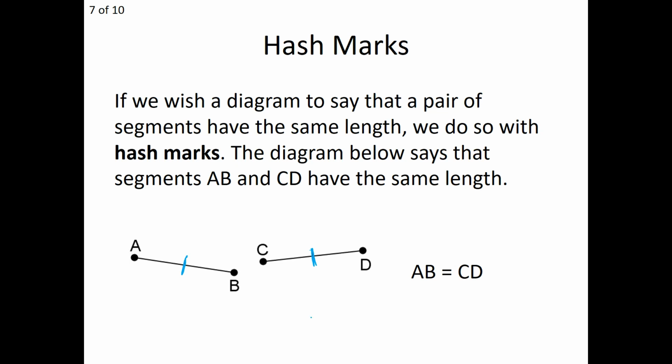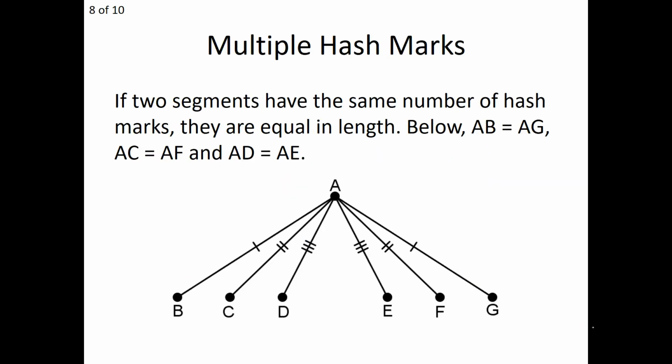So if I were to put a second pair of segments here, and I want the reader to know that those two segments are equal, I could put hash marks on them. But I've got to be very careful, because let's say I have multiple pairs of equal segments. How would I denote that to the reader? Well, we use multiple hash marks on each segment. In the example below, we have three pairs of equal segments. AB is equal to AG, AC is equal to AF, and AD is equal to AE.